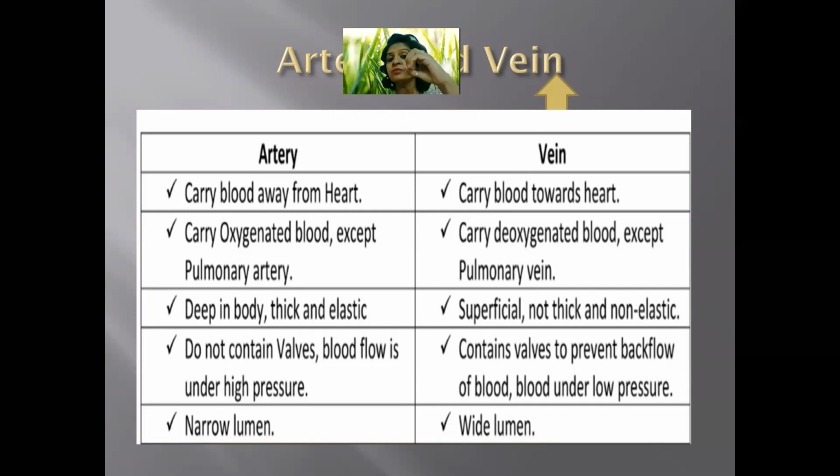And as stated, the veins have a wide lumen, while the arteries have a narrow lumen. The walls are thick, and as a result, the lumen is less. The walls are thin, and that is why the lumen is large.